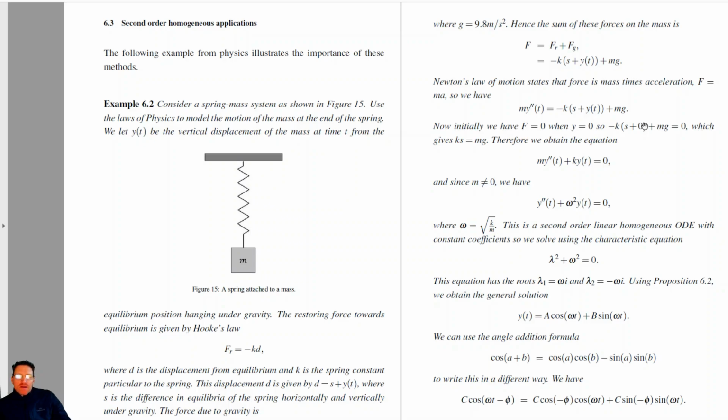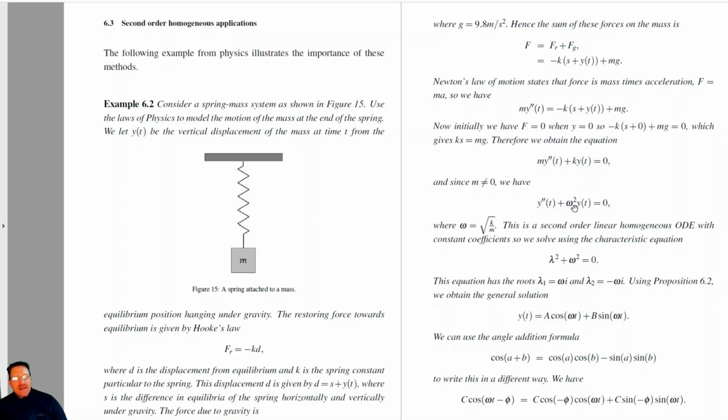Okay, so now we can go ahead and divide throughout by m, and use the fact that initially we have F equal to 0 when y is 0, so that gives us minus k times (s plus 0) plus mg is 0. In other words, ks is equal to mg. So this greatly simplifies, right? We have m y double dash plus ky equals 0. So m is non-zero, and we can divide by that, and so we have y double dash plus k over m times y is equal to 0.